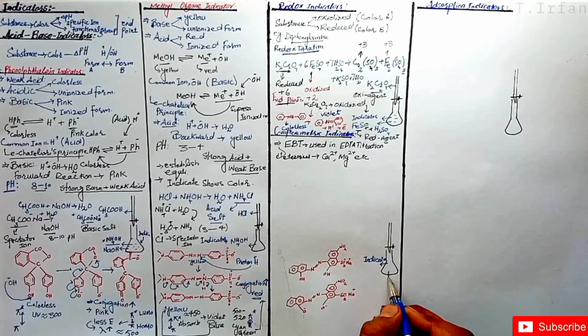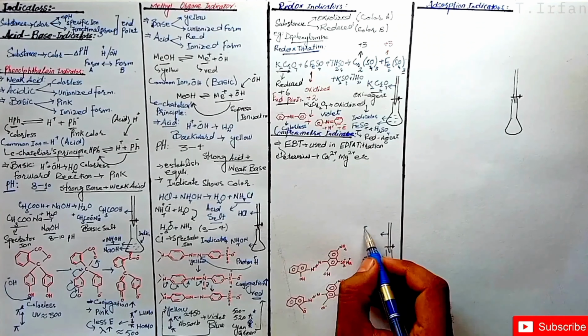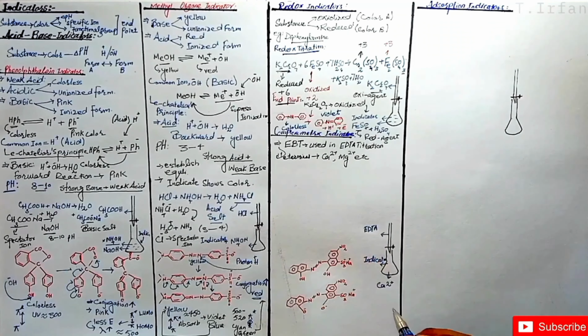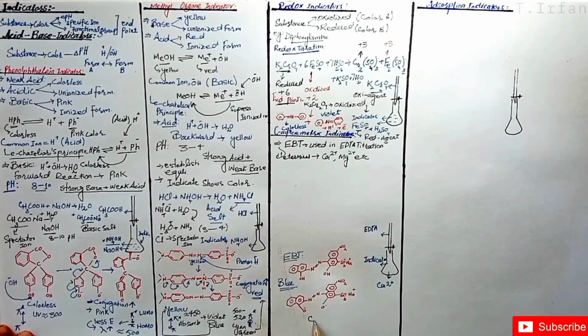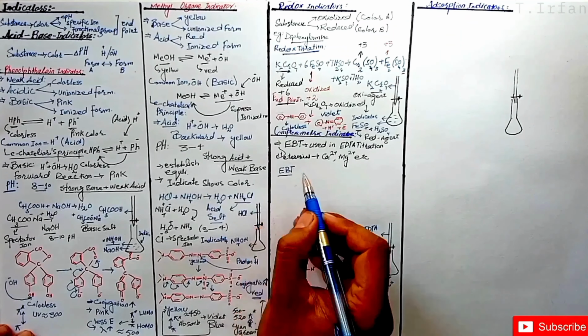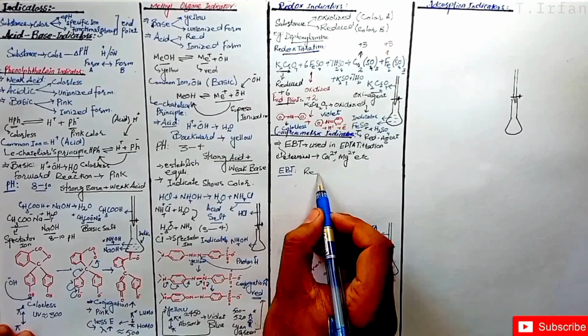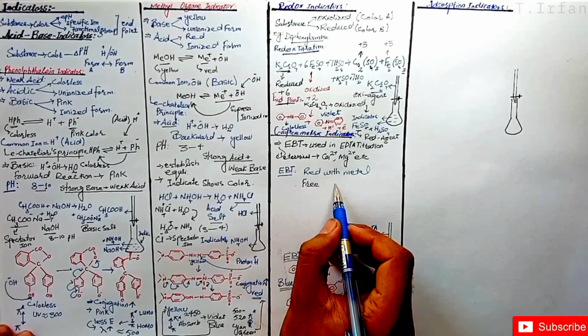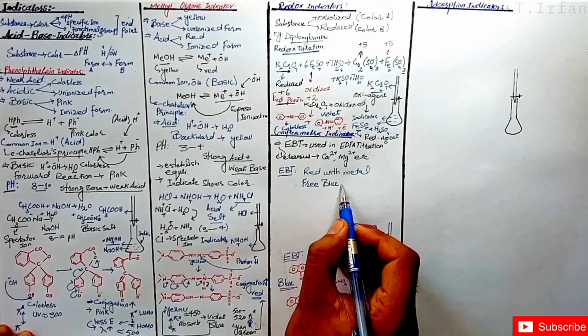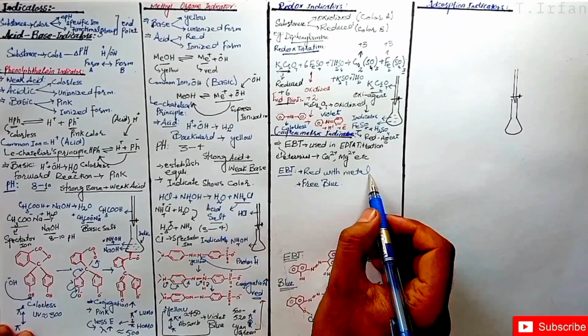For example, when we titrate EDTA with calcium ion plus indicator, this is Eriochrome black T, which when free has blue color. When it is attached with calcium ions, its color changes from blue to red. So Eriochrome black T, which is a complexometric indicator, has red color when attached with metal and blue color when not attached with metal.